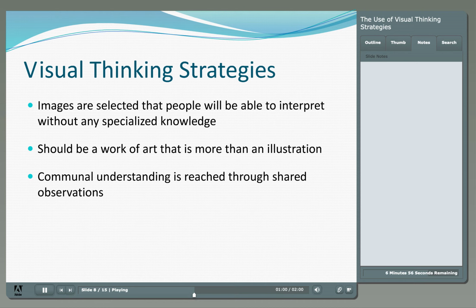And then at the end of the conversation about a work of art, communal understanding is reached through shared observations. And what we see is that students start to scaffold on each other and what each other sees. A student will say, well, I never thought about that. It didn't even occur to me that that might be what's going on. But since you said that, I could see this, this, and this. And they do tend to build on each other's comments.